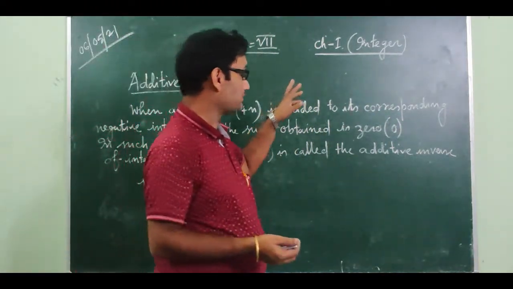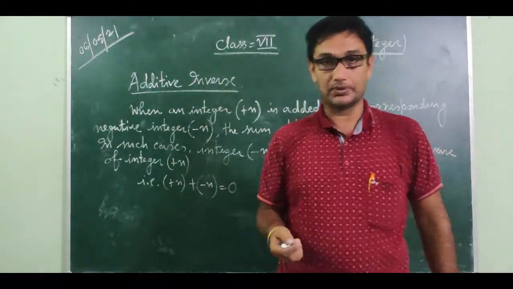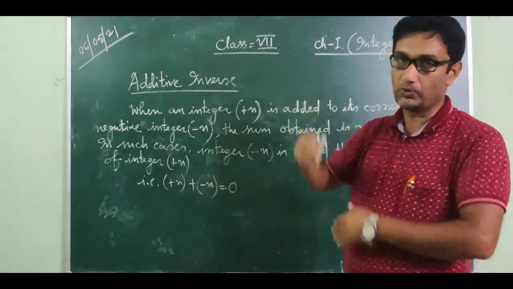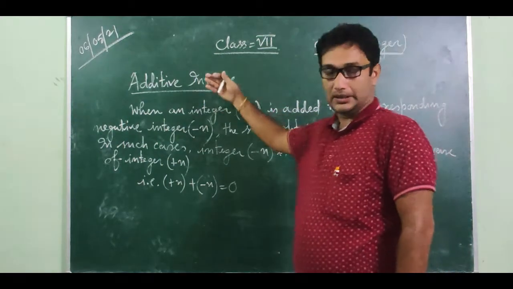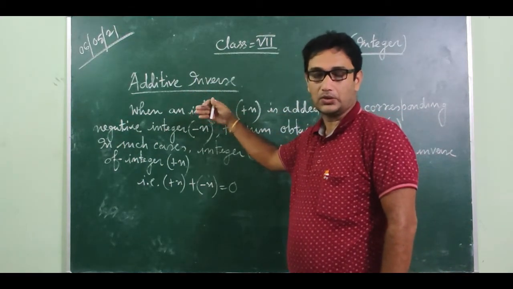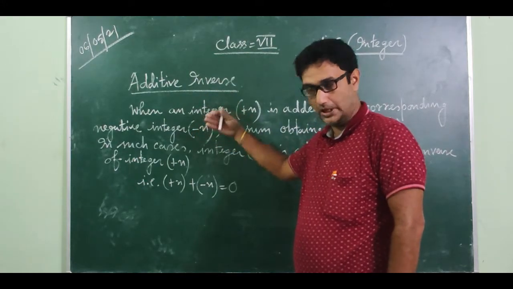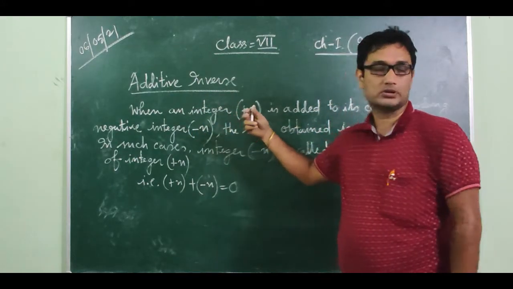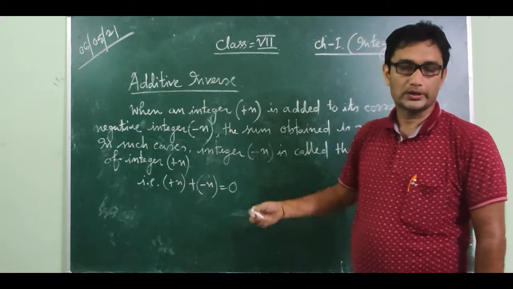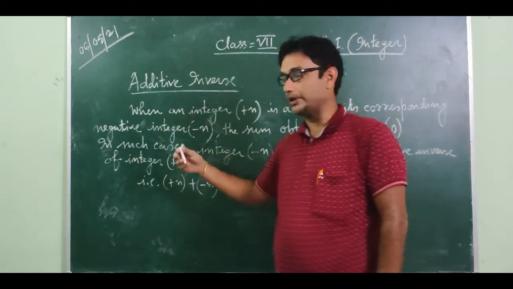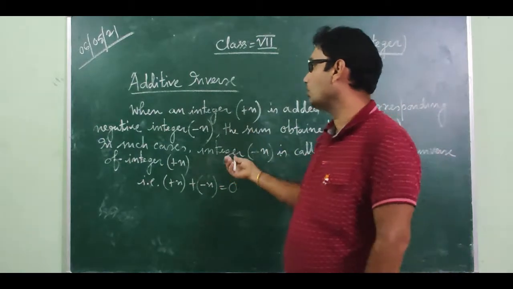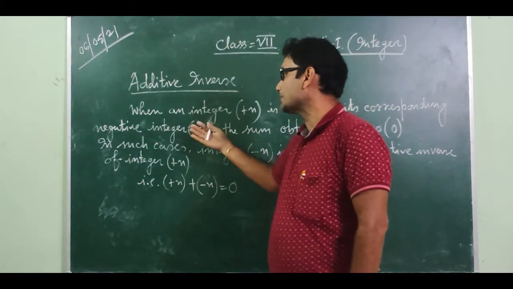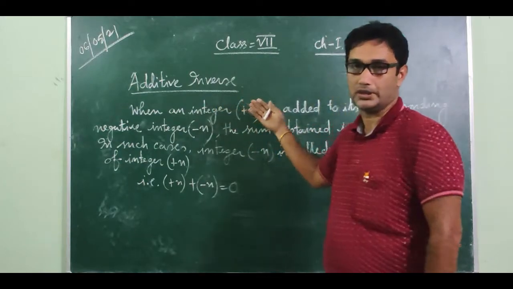Last class, that means the chapter 1 integer chapter. From that chapter I taught one review exercise. Now, in my last class I taught you what is rational number, what is natural number, what is whole number, this type of things. What is positive integers, what is negative integers. Now I am going to explain to you what is additive integers.